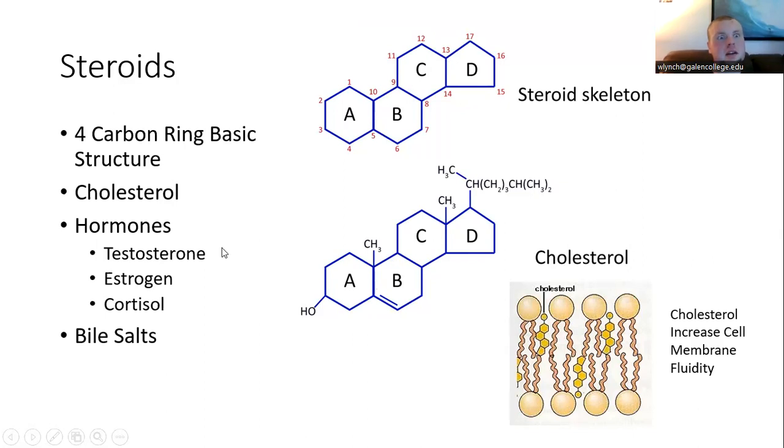Steroids are going to be in the form of hormones, in the form of cholesterol, or in the form of bile salts, absorbing fat through the intestine. Cholesterol is also a vital component of cell membranes. They are lodged within the cell membrane phospholipid bilayer, and they will increase the fluidity of that cell membrane, so it allows it to move around more freely.